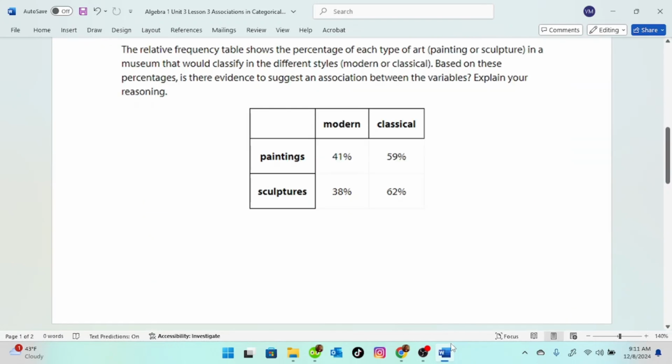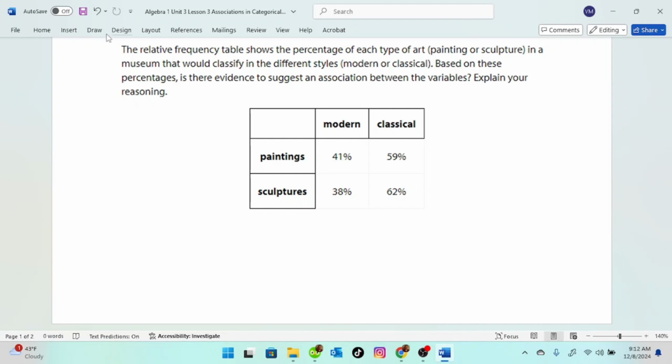Our next practice problem says the relative frequency table shows the percentage of each type of art, painting, or sculpture in a museum that would classify in the different styles, modern or classical. Based on these percentages, is there evidence to suggest an association between the variables? Explain your reasoning.